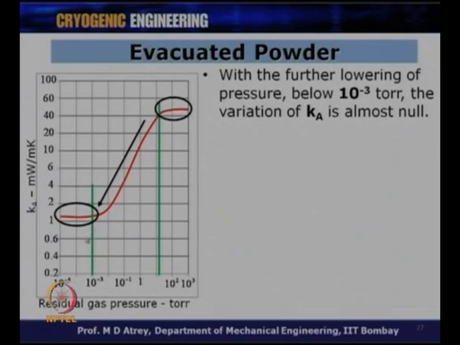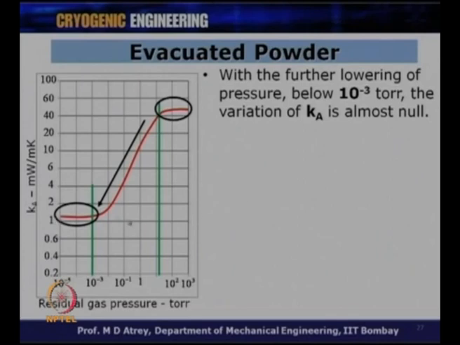Now, if we decrease further below 10 to the power minus 3 torr and let us go up to 10 to the power minus 5 torr, with the further lowering of pressure below 10 to the power minus 3 torr, the variation of Ka is almost the minimum. So, here I have reached the minimum value of Ka, the apparent thermal conductivity, and bringing the vacuum further down will not help towards decreasing the value of apparent thermal conductivity. So, normally the vacuum in this using a powder will be in this region, 10 to the power minus 3 to 10 to the power minus 5.